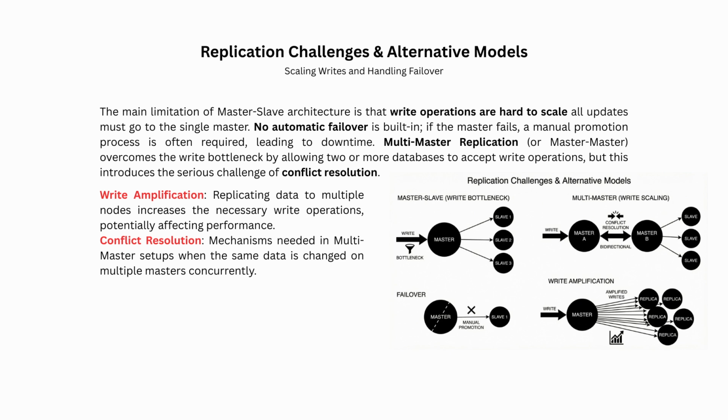Since changes flow bidirectionally between active nodes, if one node fails, the other can continue processing reads and writes. However, the complexity skyrockets when two users try to update the same record on two different masters simultaneously. This creates a data conflict that requires a defined resolution strategy. Because of these conflict complexities, master-slave remains simpler and safer for read-heavy applications. Both models suffer from write amplification, where the cost of a single write operation multiplies across replicas.